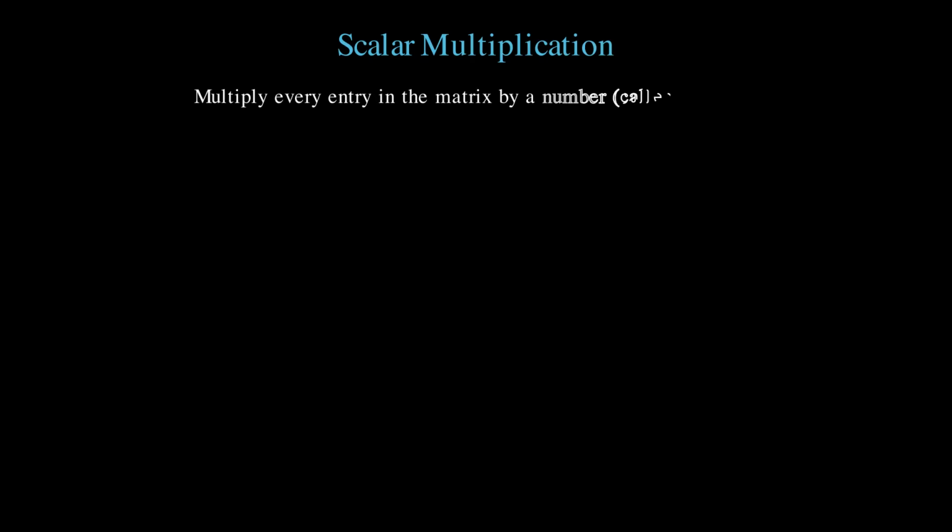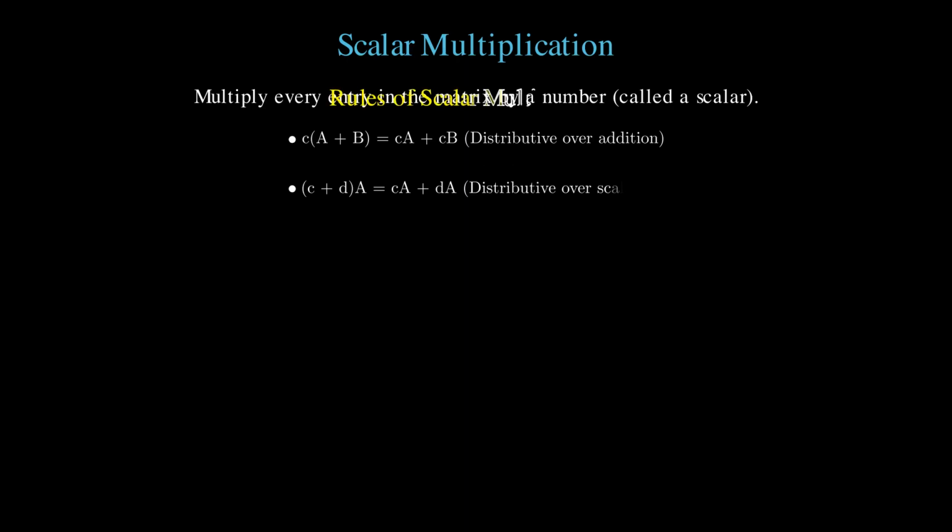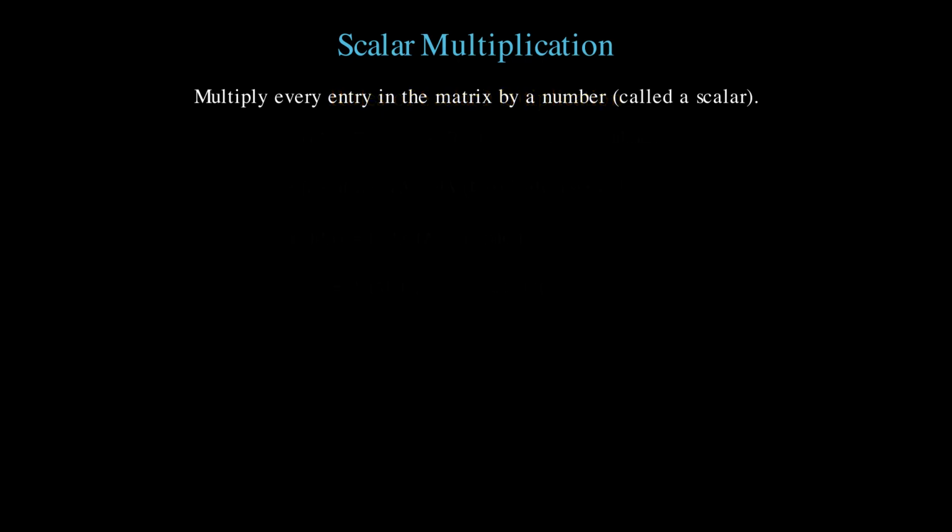Scalar multiplication means multiplying every entry in the matrix by a number, called a scalar. For example, multiplying matrix X by 3 scales every element. Here are the rules of scalar multiplication. Let's prove a few of them. Here's matrix A. Multiplying it by 1 gives the same matrix, so 1 times A equals A.